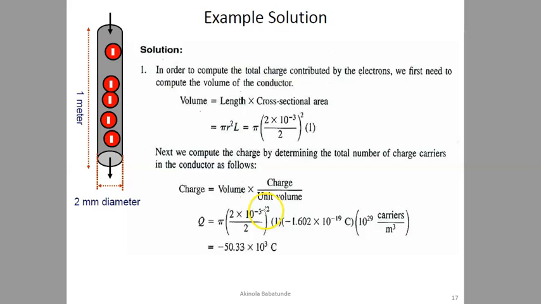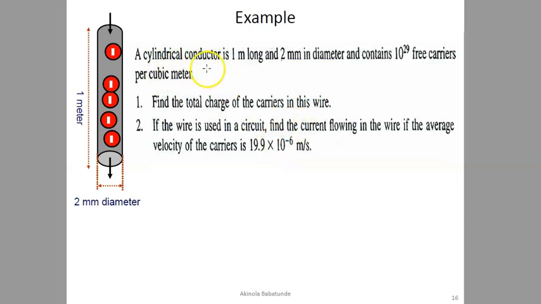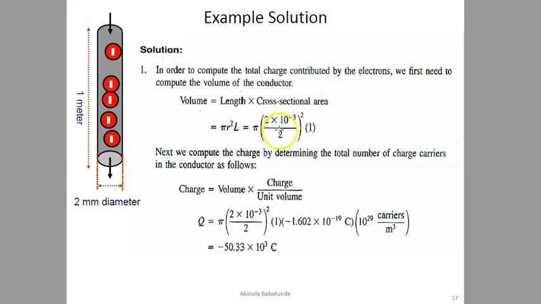The charge on an electron is 1.602 times 10^-19. That is the charge on an electron, 1.602 times 10^-19, and the electron is negatively charged. That is why this negative is here. Per unit volume, from the question, we were told that the cylinder contains 10^29 free carriers per cubic meter. And we know that we have a volume here. So per cubic meter, that is why we are multiplying this by 10^29, because we want to know exactly the charge on 10^29 carriers, not just one.